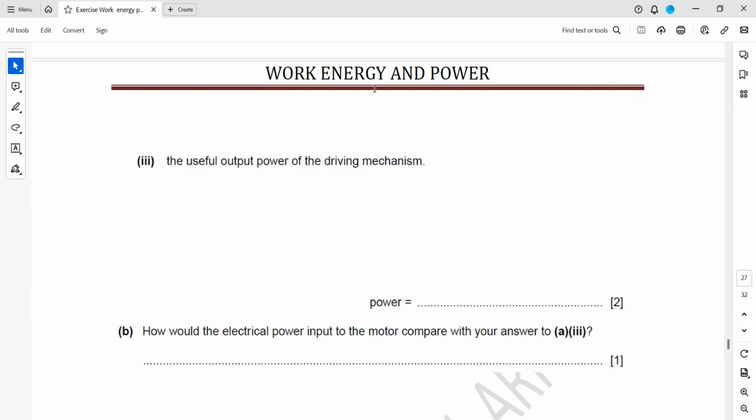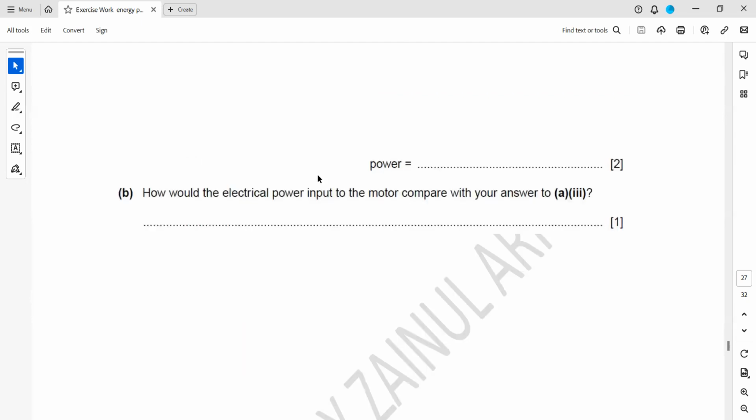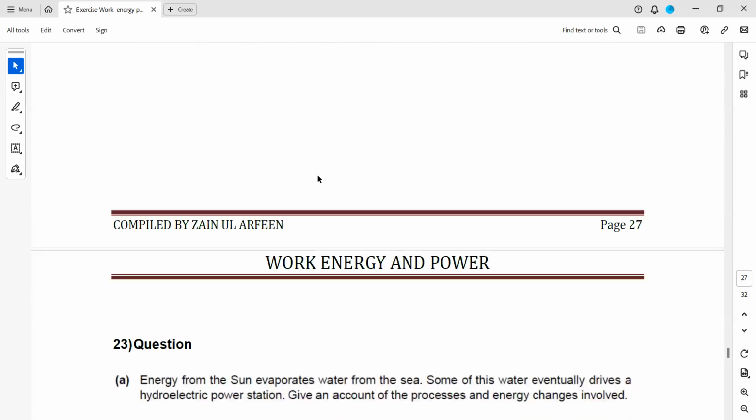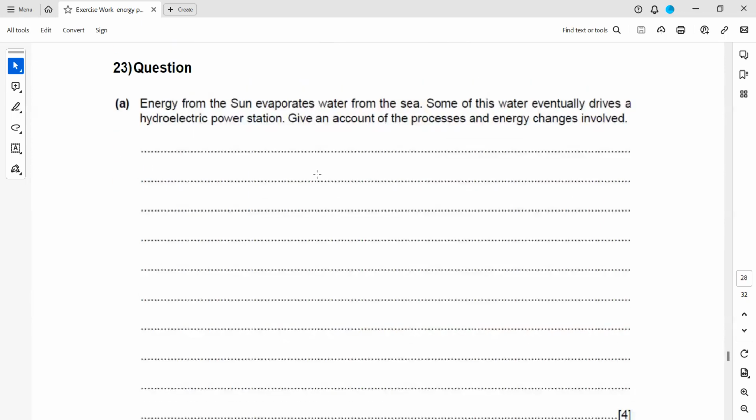So the input power, this is the output power, and input power is always higher than the output power. Yeah, it will be. That's a good answer, Rabia. It will always be greater. Why? Because some energy is always lost. So input power will always be greater than power output because some energy is lost. So electrical power input will always be greater than output because some energy is lost.